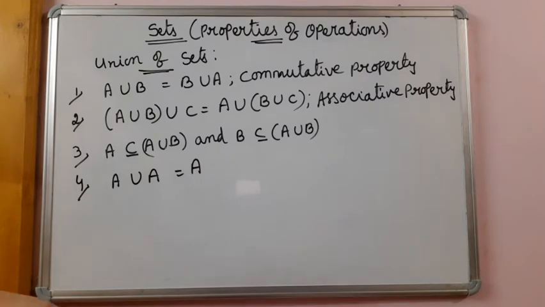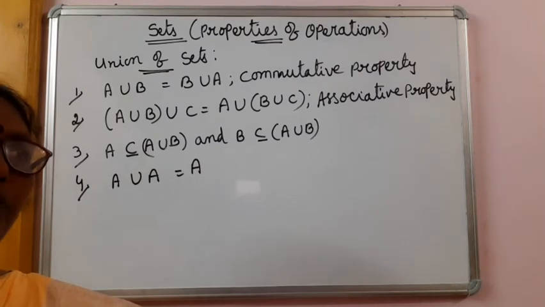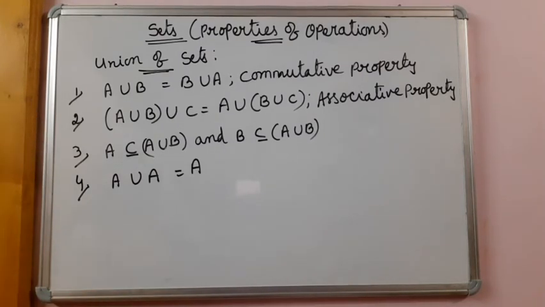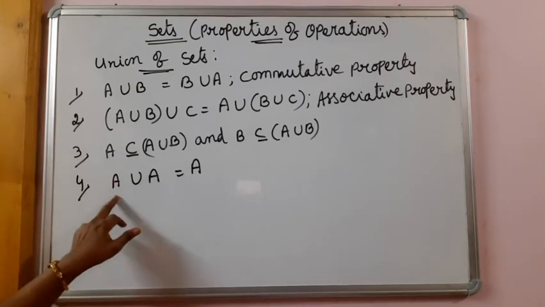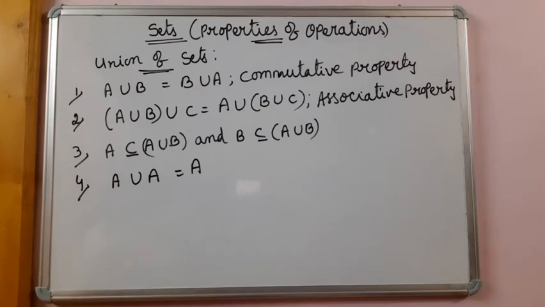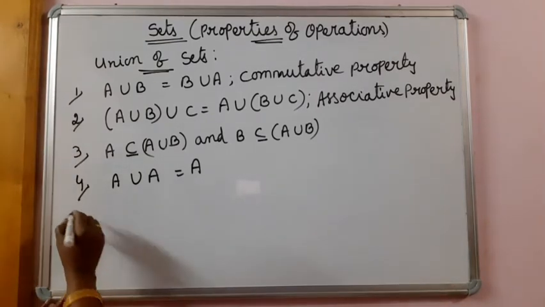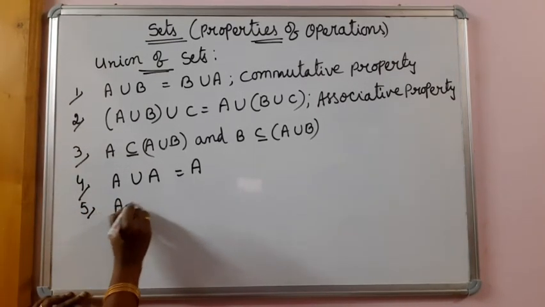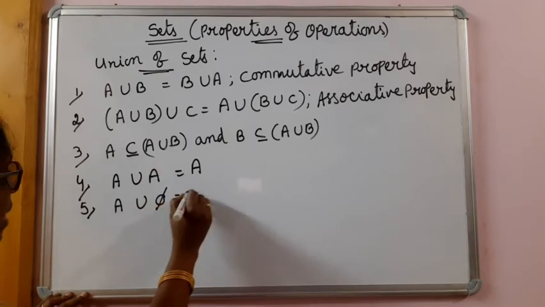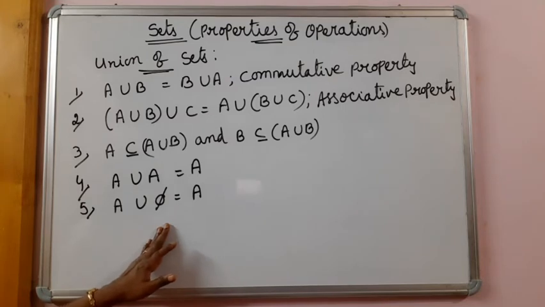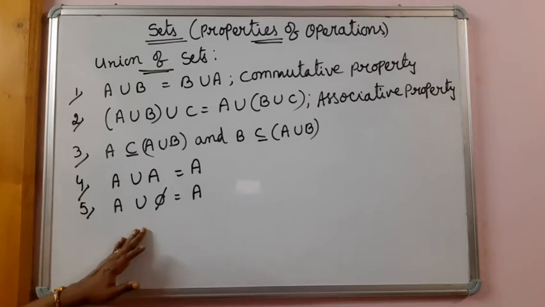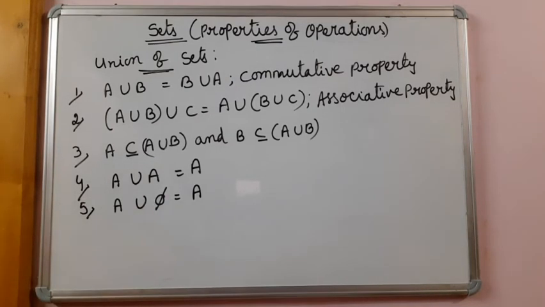And your fourth property is A union A is equal to A. That means when we find the union of the same set, suppose A has 1, 2, 3, then 1, 2, 3 union 1, 2, 3 gives only 1, 2, 3, because you know that in a set the elements are not repeated. And your fifth property is A union empty set is A. Empty set means no element is there. So A union empty set gives you A.